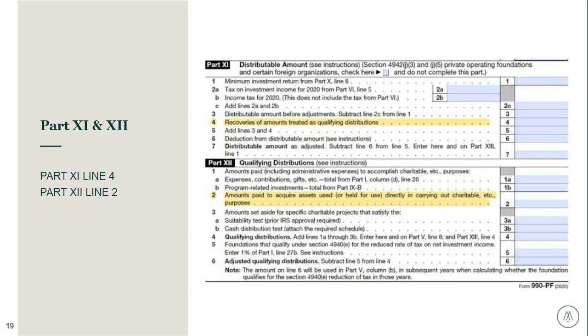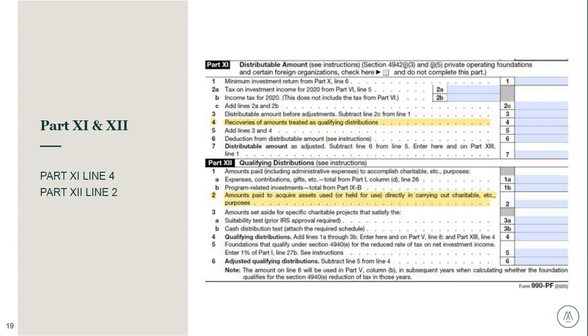Part 12, qualifying distributions. This determines, again, based on all the numbers so far on the return, all of your fact pattern, what you have that qualifies to go towards that minimum distribution requirement. So obviously, your grants and contributions, any allocable administrative expenses that are allocable to charitable.